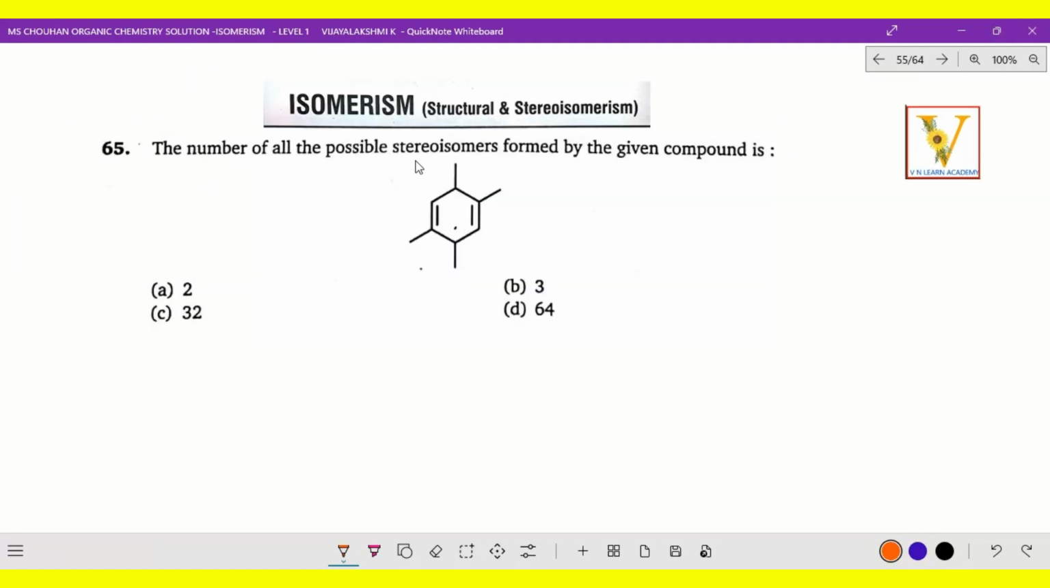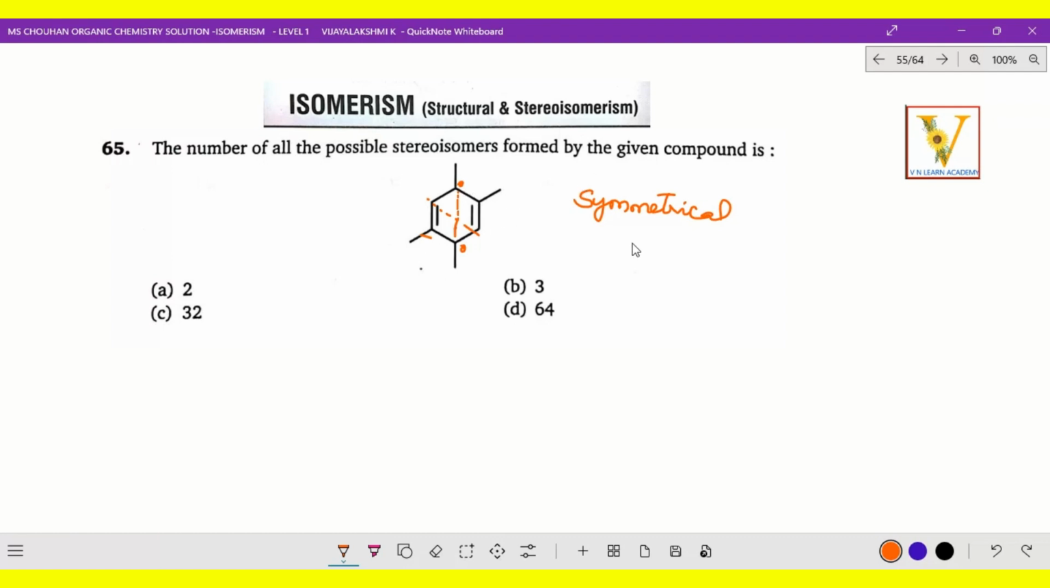All possible stereoisomers formed by the given compound. So they have given that compound. First and foremost, you have to find out the chiral carbon. So here one chiral carbon is there, here one chiral carbon is there. And whether it is symmetrical or not, it is symmetrical, right? So 2 points we have considered. How do we identify it as symmetrical? Of course, if we cut, we are getting equal parts, no? And the same way, if we cut over here, this side also we are getting the same equal parts.